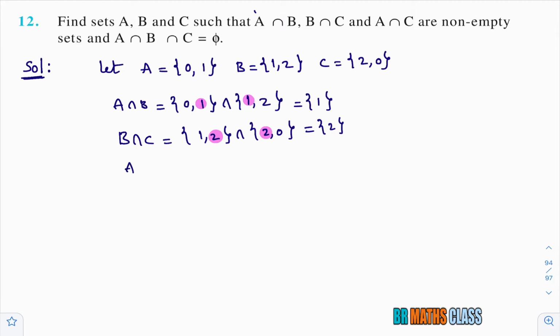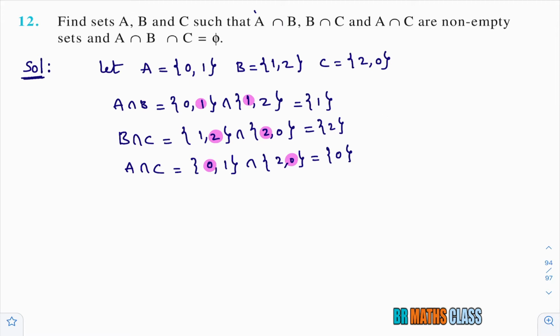Now, calculate A intersection C. Set A is {0, 1}, intersection, set C is {2, 0}. What element is common in both? 0 is the element which is common in both. So we get {0}. You can observe A intersection B is non-empty, B intersection C is also non-empty, and A intersection C is also non-empty.